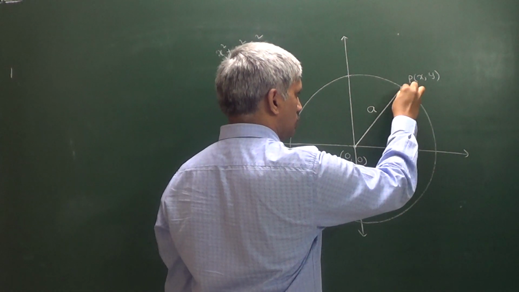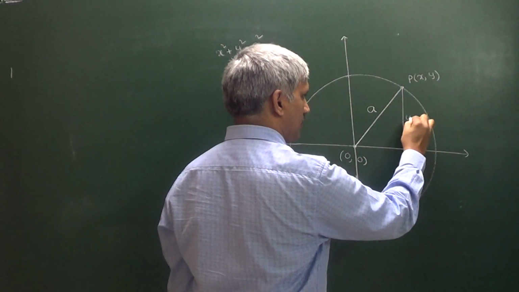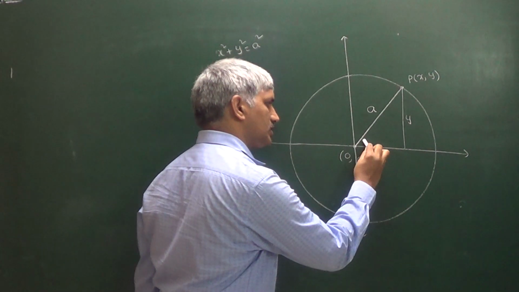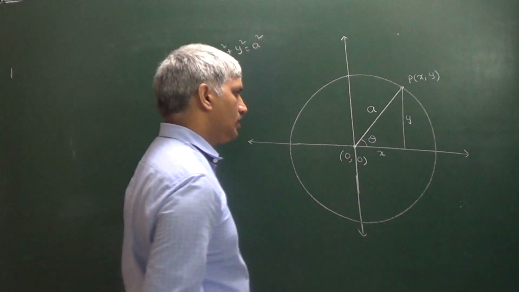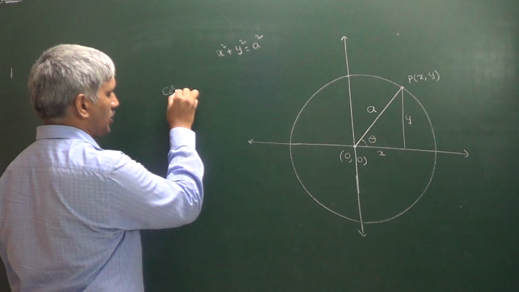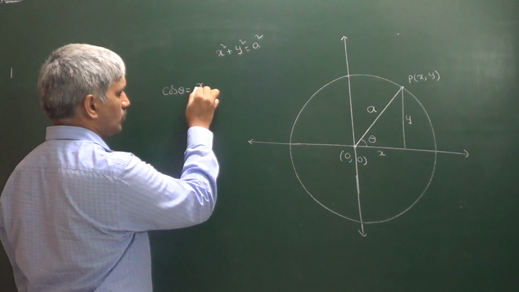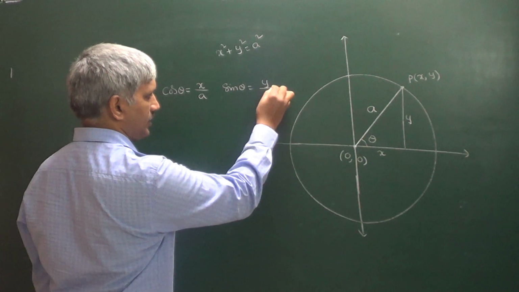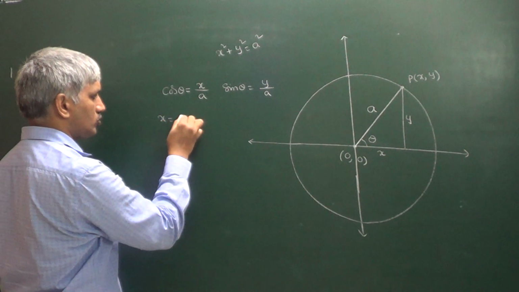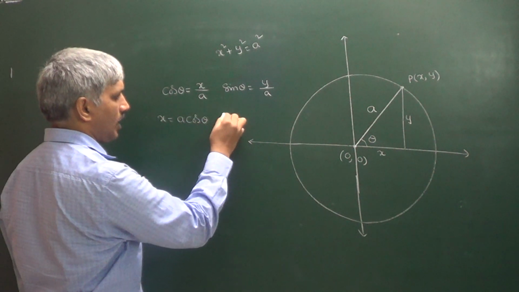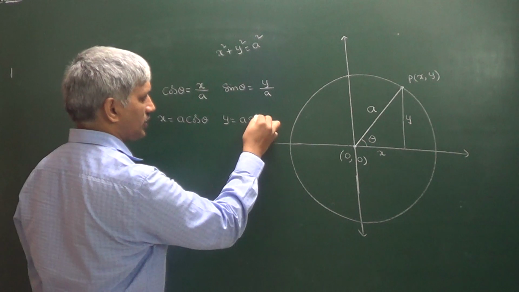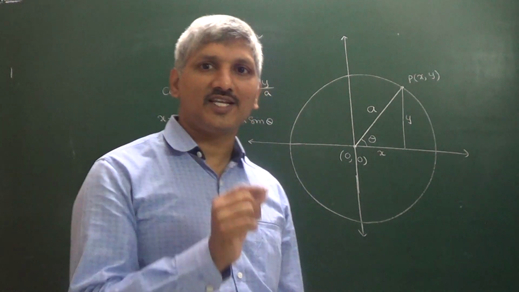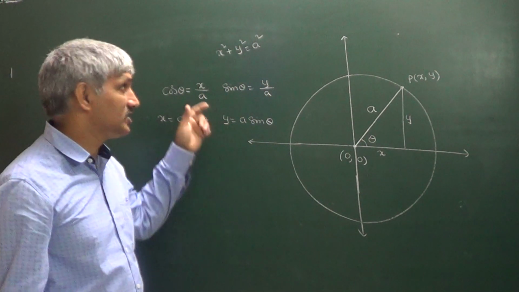Now from this a line is drawn perpendicularly onto the x-axis. Very well you know that this is y and this is x. Now I am assuming this angle is equal to theta. Now tell me from the diagram what is the cos theta? Cos theta is equal to x by a, whereas sin theta is equal to y by a. Therefore we are getting x is equal to a cos theta and y is equal to a sin theta. That's all. These are the parametric equations of a circle.